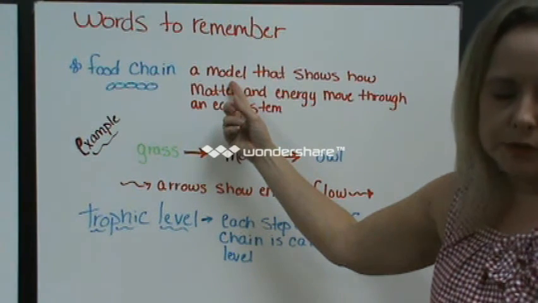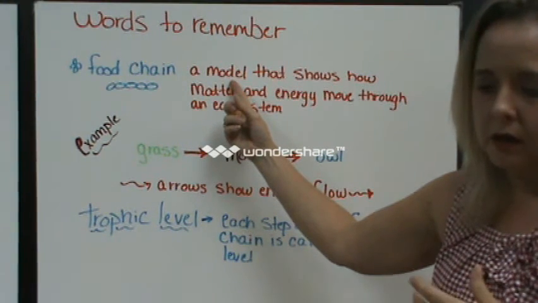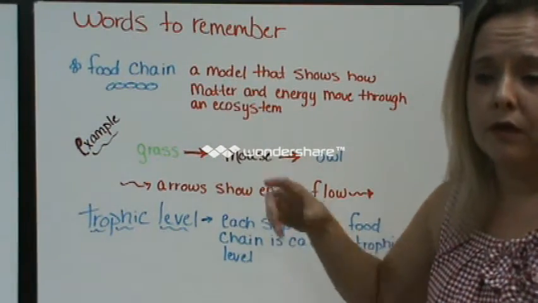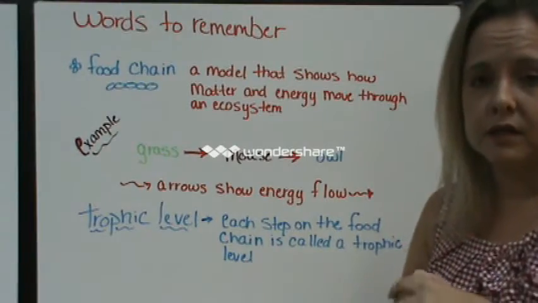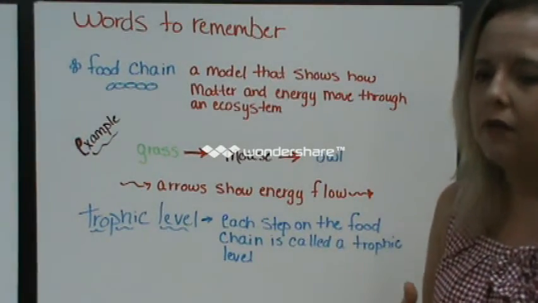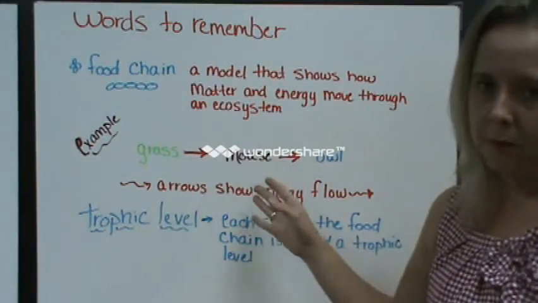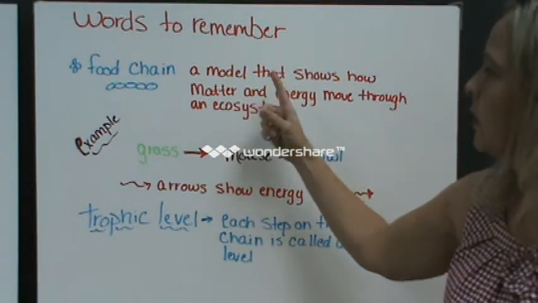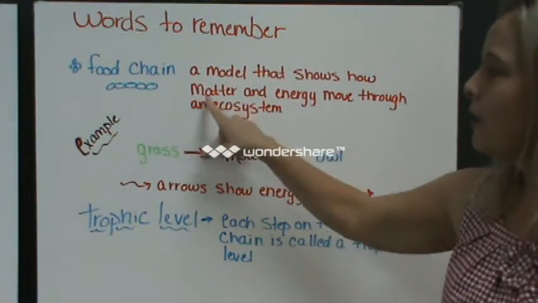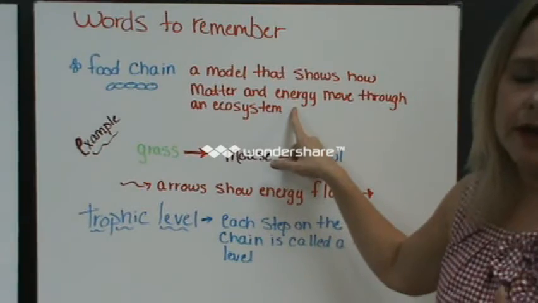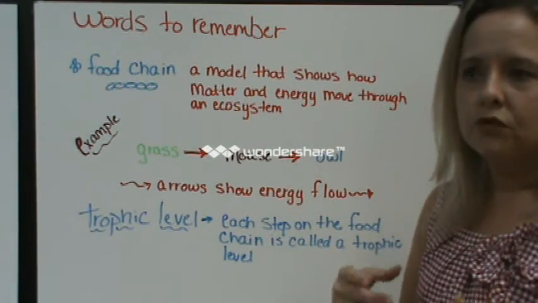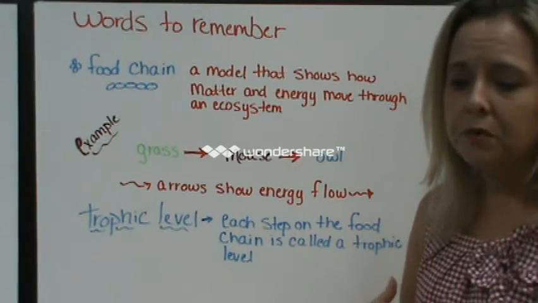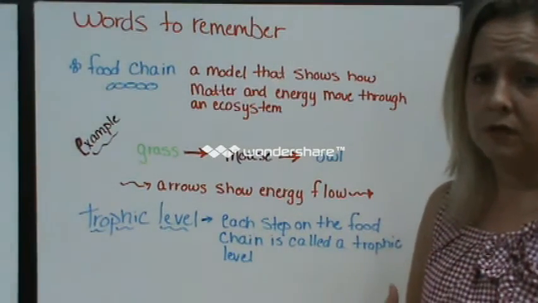We've learned about models before. They can be three-dimensional, like a globe, or they can be like the magnet models that we put on the board. They can be a styrofoam solar system. They can be a lot of things, but they can also just be written on paper, a representation. So it's a model that shows how matter and energy move through our ecosystem.